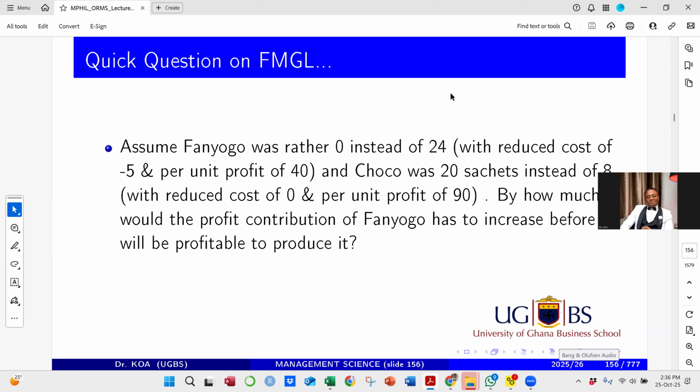Now, finally, let's assume Fan Yogo was rather 0 instead of the 24, with a reduced cost of -5 and a per unit profit of 40. And Choco was 20 instead of 8, with a reduced cost of 0 and per unit profit of 90. By how much would the profit contribution of Fan Yogo have to increase before it will be profitable to produce it?